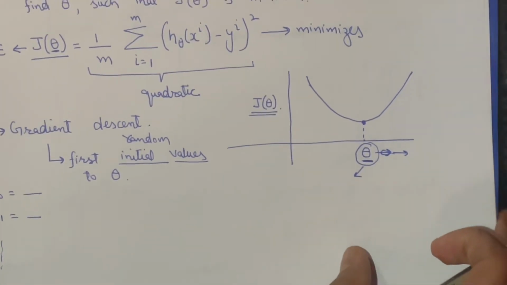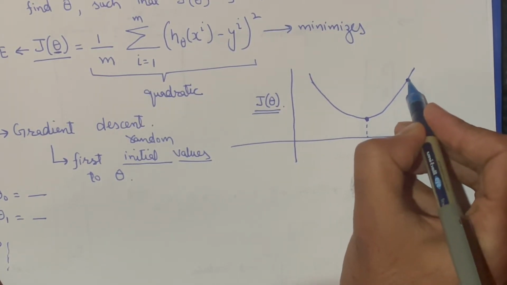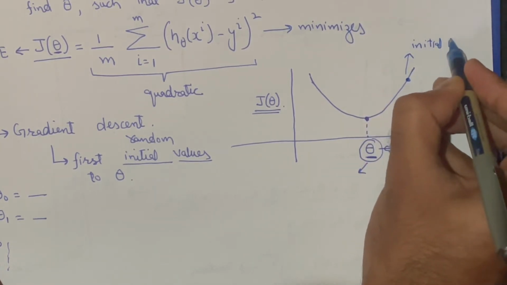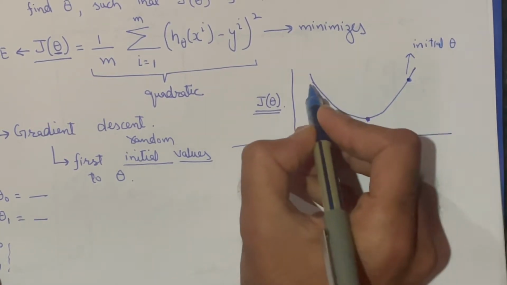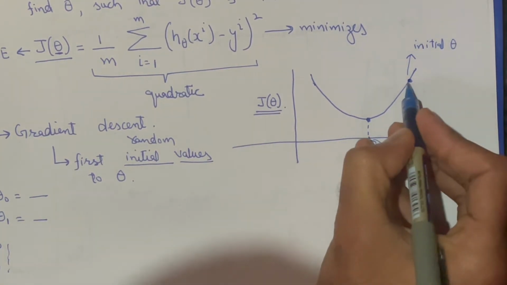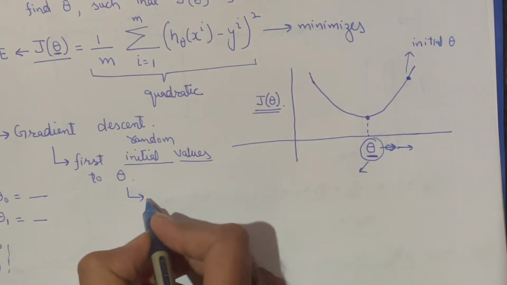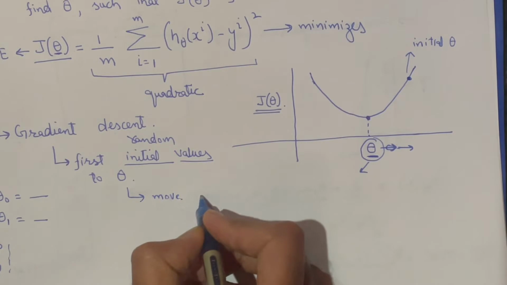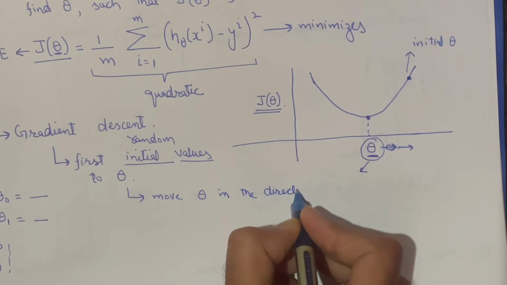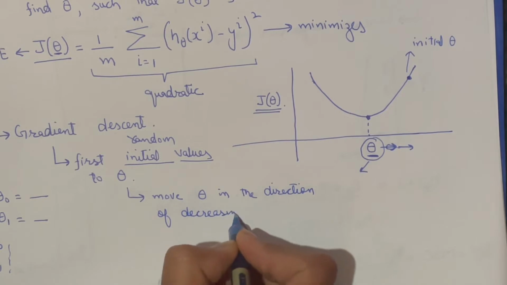Okay, so that means on this particular graph we are initially choosing some theta. So this is our initial theta, and it may be on this side, or anywhere here. It can be anywhere. After choosing theta, what we have to do is move theta in the direction of decreasing J theta.